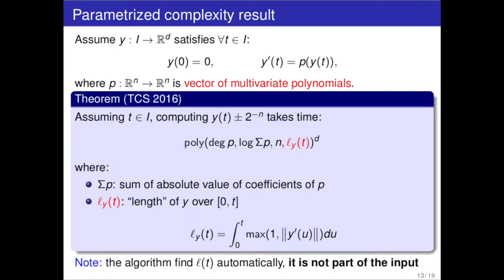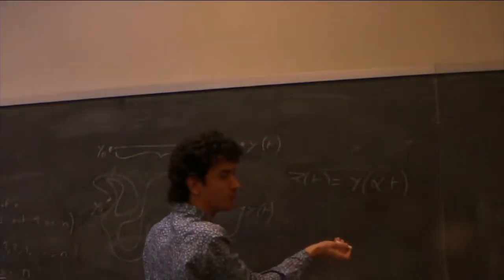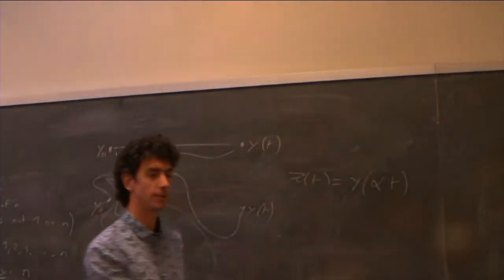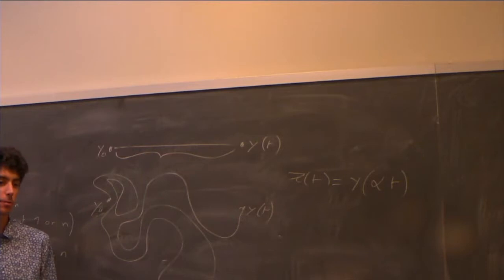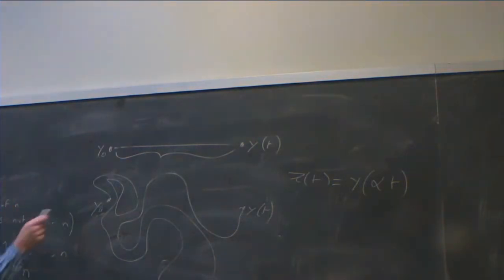So in particular, this is invariant if you rescale the time. So if you substitute z of t equals y of alpha t, you're not changing the complexity because now you're trying to compute at t, which is alpha less. The length has not changed. So at least compared to the previous results, we have something which is invariant by time rescaling, but it's not invariant by space rescaling yet.